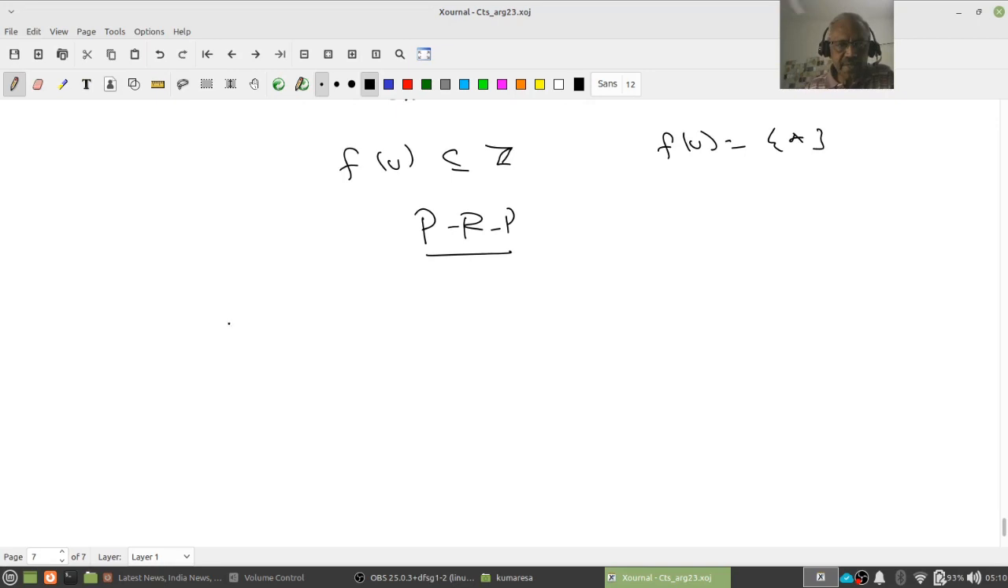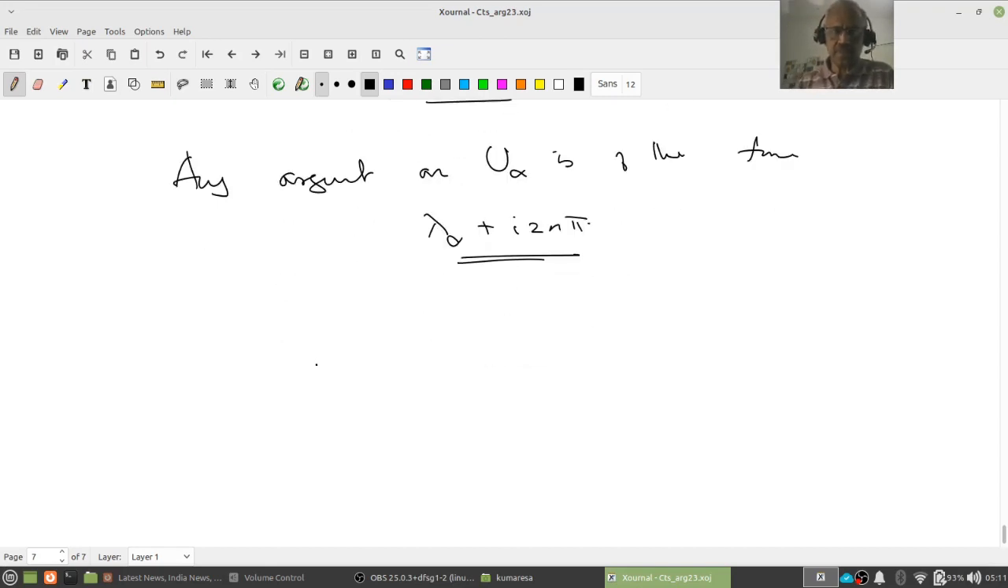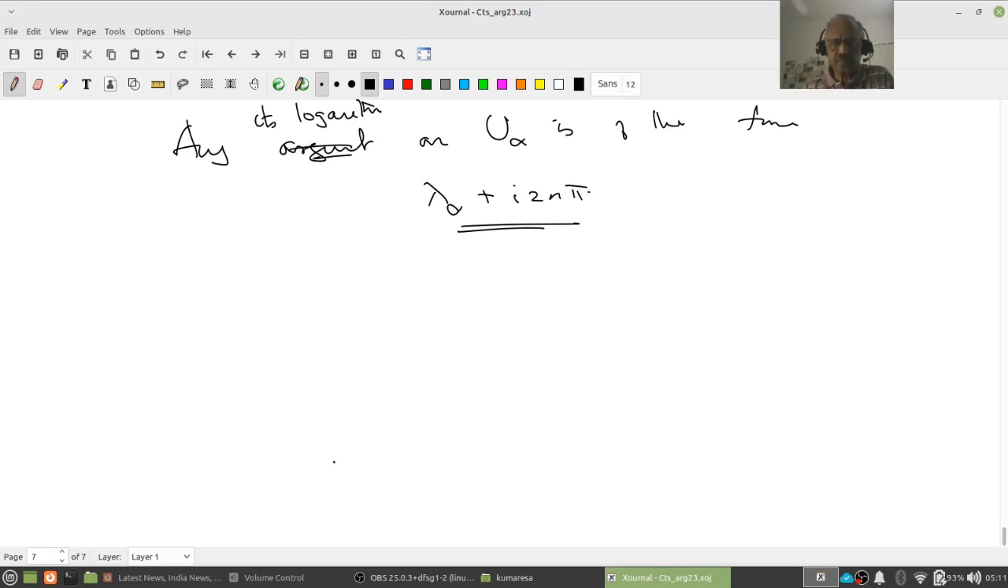Okay, therefore any argument on u alpha is of the form lambda alpha plus I times 2n pi. Not any argument, I am sorry, any continuous logarithm. Okay, so pause, review, proceed. Okay, right. So these are all called branches of logarithm.